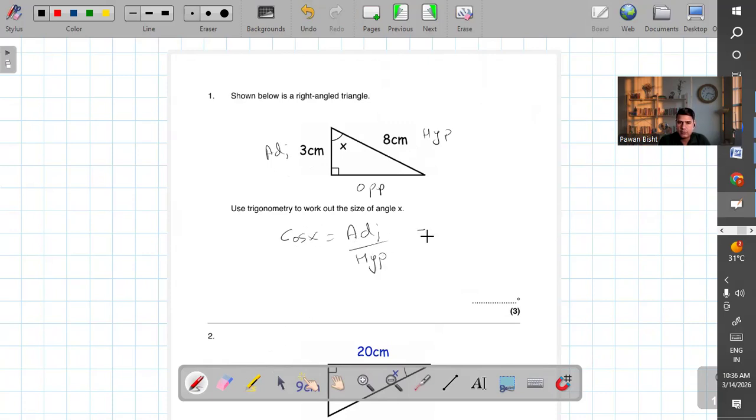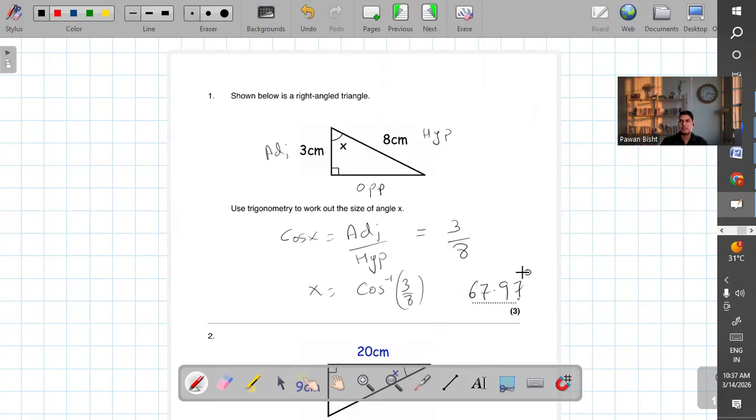Right? Put the value. What is adjacent? Adjacent is 3 and hypotenuse is 8. Now, since we have to find the angle X, we send the cos to the other side, and it becomes cos inverse. Cos inverse is basically used to find the angles. So you have to find cos inverse in your calculator. Wherever cos is written on your calculator, you press shift and cos, and you will get cos inverse. Then you write cos inverse, then in the bracket 3 divided by 8, bracket close.